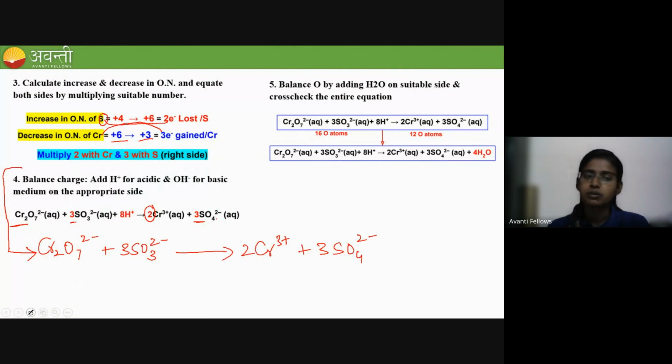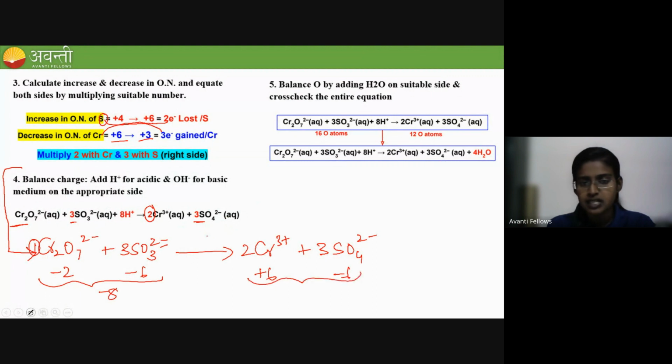Now calculate the charge. 1 into -2, -2. 3 into -2, -6. 2 into +3, +6. 3 into -2, -6. Now on the left hand side, -2, -6, -8. On the right hand side, +6, -6 is 0. So the right hand side charge is 0, but on the left hand side I have -8. On the right hand side I cannot do anything. I can alter only the left hand side.